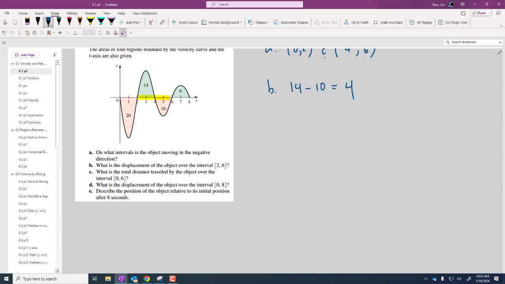C, what is the total distance traveled by the object over the interval 0 to 6? So now we're going to go 0 all the way to 6, let's just keep using yellow. 0 to 6. Total distance, so we're going to integrate the speed function, which is the absolute value of velocity. Geometrically, that just makes all the negative, the signed area positive. So yeah, we're going to have 20 plus 14 plus 10.